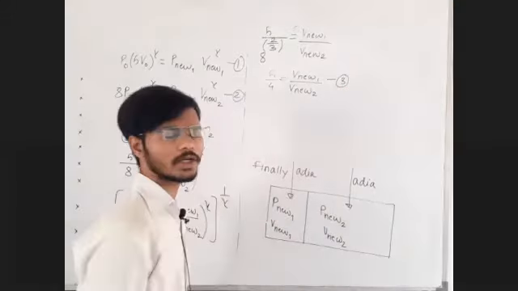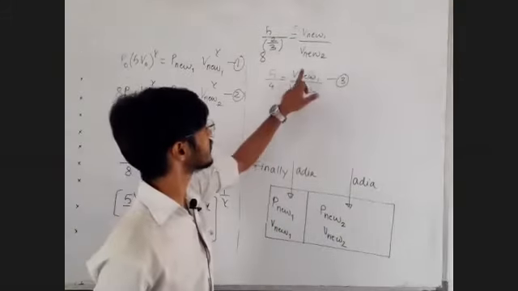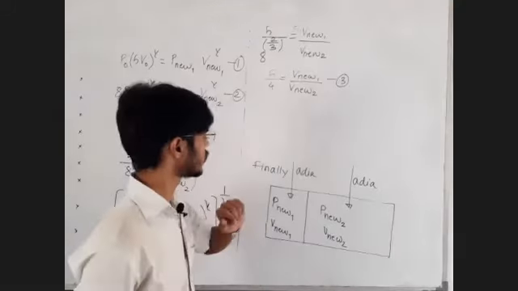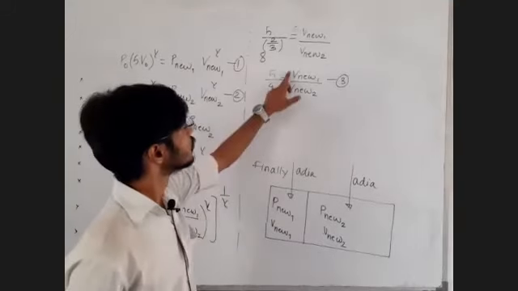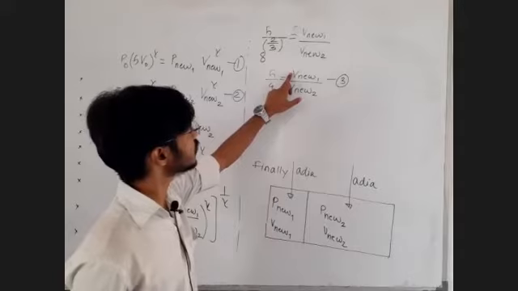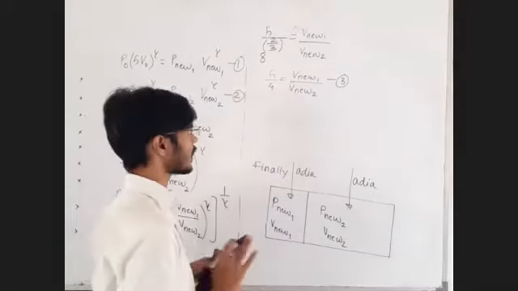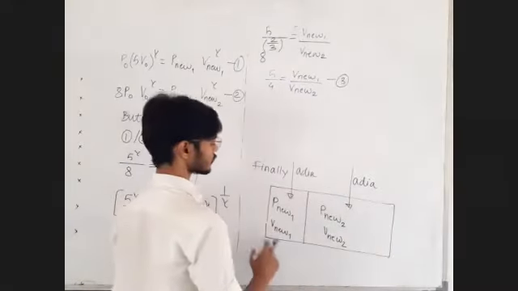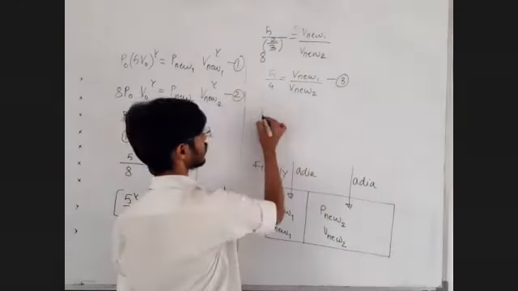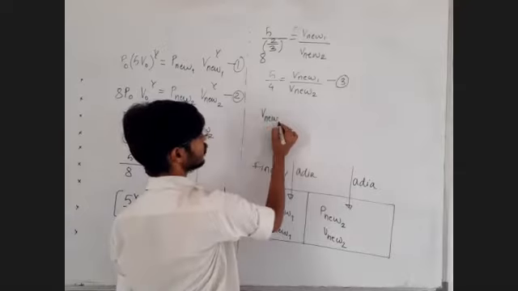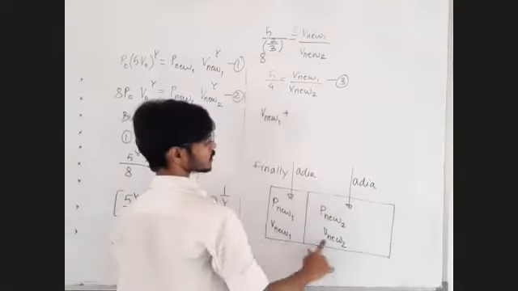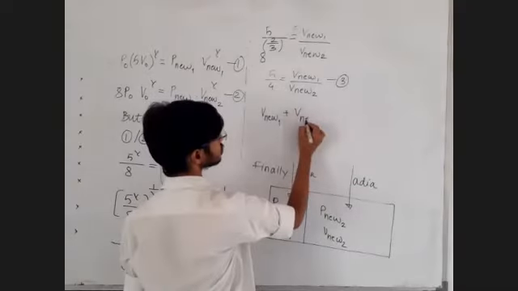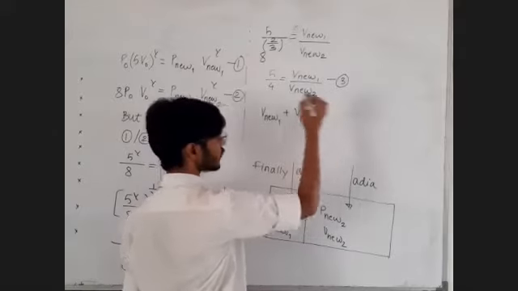Now we have one equation and two variables. The two variables are V new 1 and V new 2. Now we need to find one more equation in terms of V new 1 and V new 2, and that we know by volume conservation. Total volume of the cylinder will remain constant. So total final volume will be what? V new 1 plus V new 2 is equal to total initial volume.